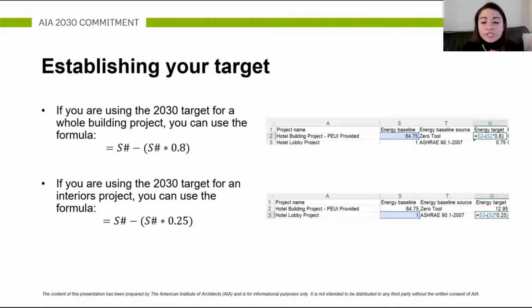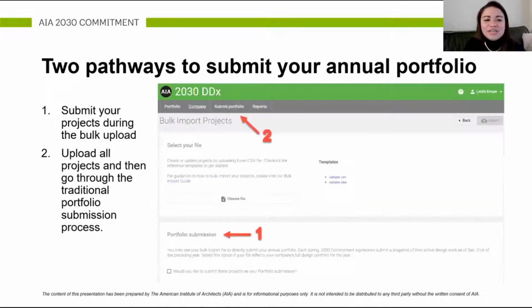For interiors projects, you can use a similar formula, but just multiply by 0.25 in order to calculate. If you have a different target for your project for whatever reason, feel free to use that as well, but just a little help for your calculations.